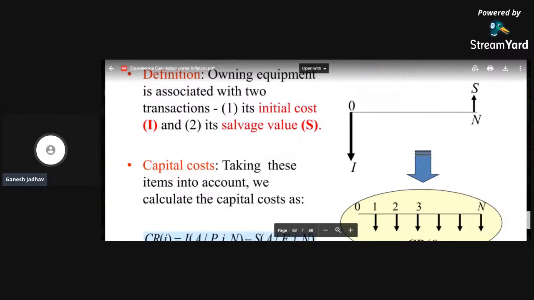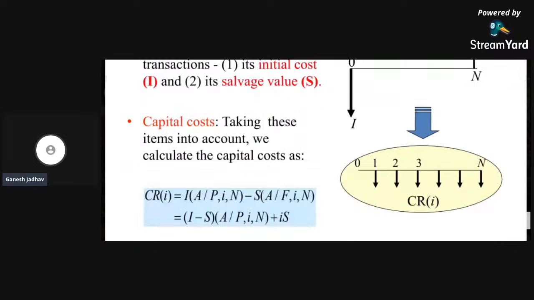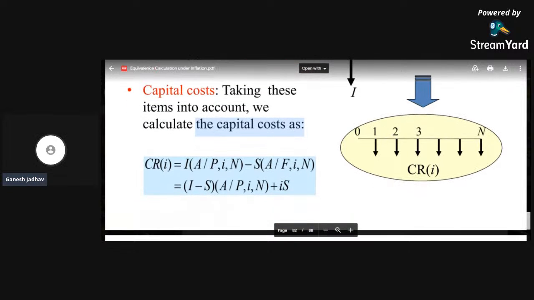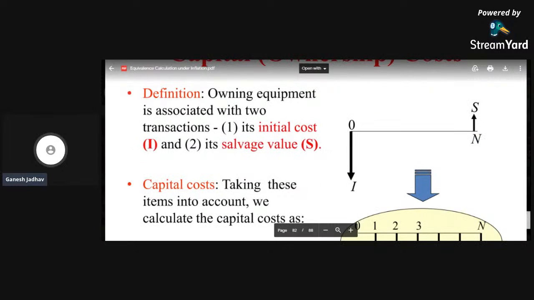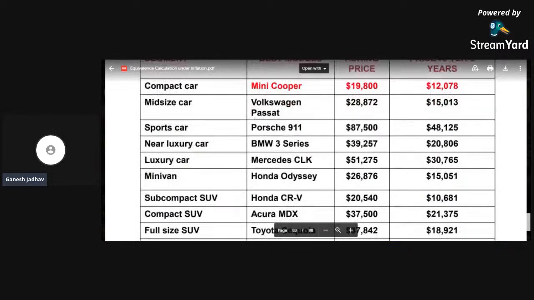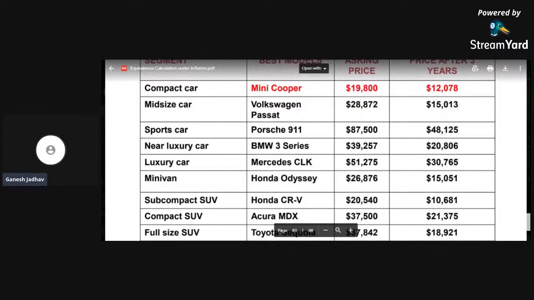Another one is the capital cost. So what is the capital cost? Taking these items into account, the capital cost is calculated as: I minus initial cost minus salvage value, so you can calculate your capital cost. So those are some examples you can compare.